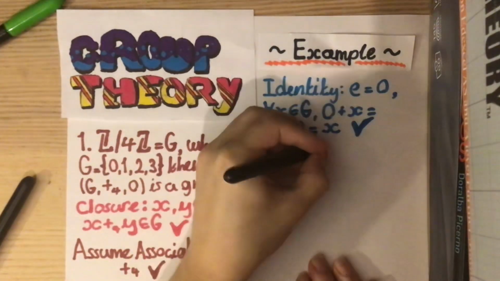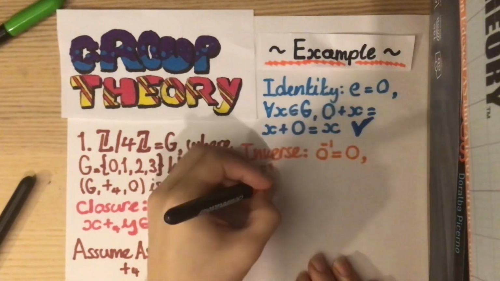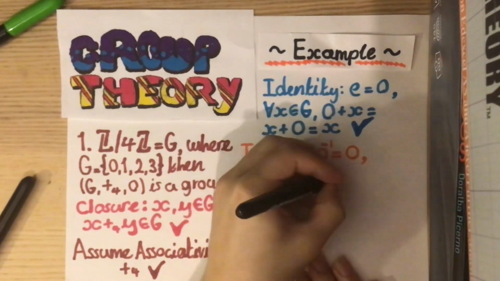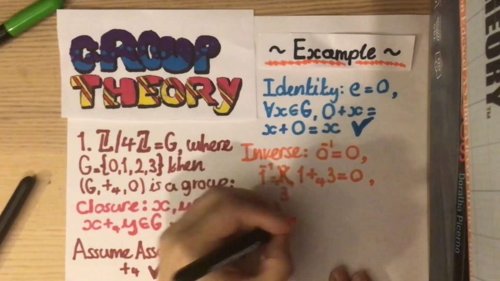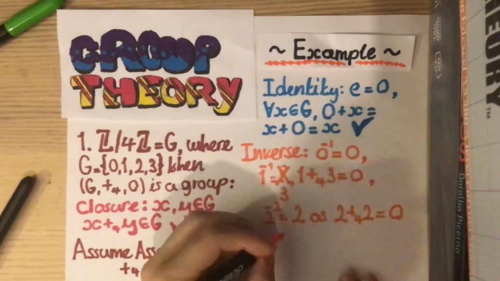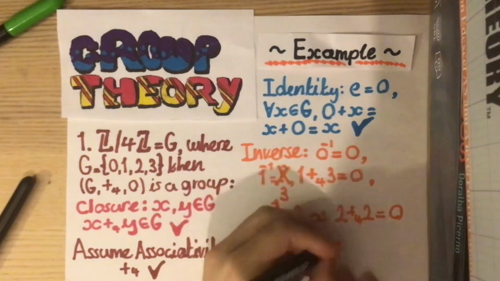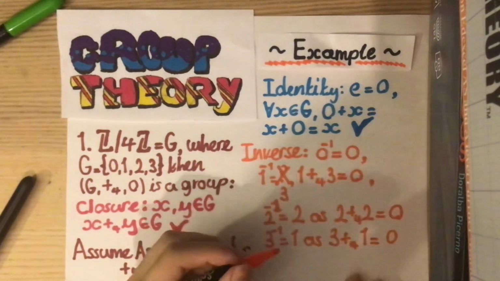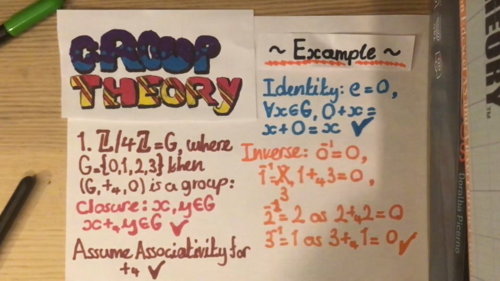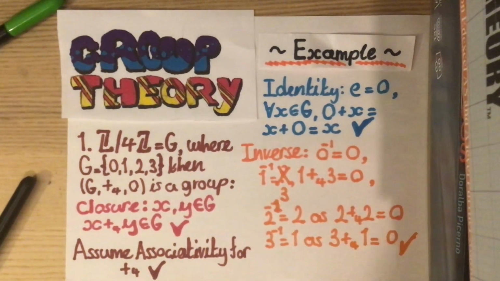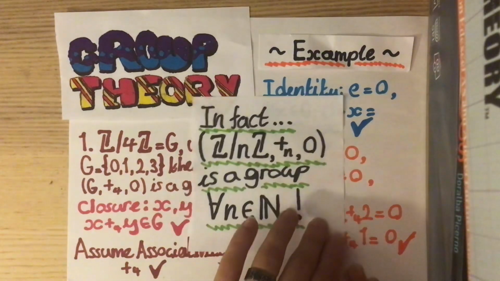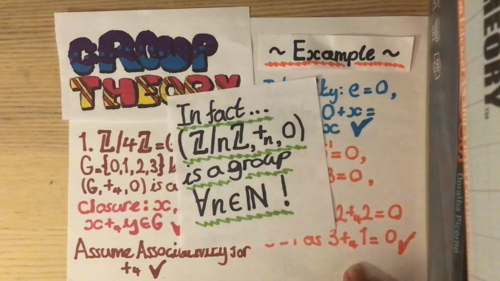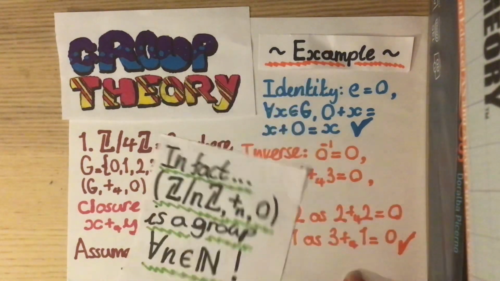We can check, since there's only 4 of them, each of their inverses. 0's inverse is 0, as always with the identity element. 1's inverse is 3, since 1 plus 3 is congruent to 0 modulo 4. 2 is self-inverse. And 3's inverse is 1 because of symmetry. In fact, we didn't just have to pick 4, we could have picked any natural number n, and this still forms a group, Z/nZ.